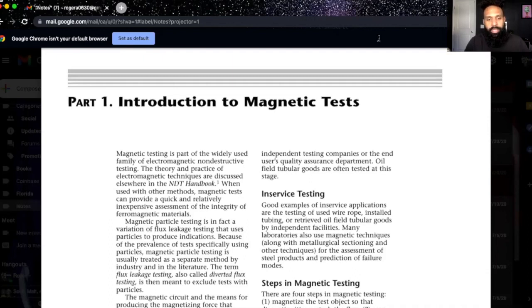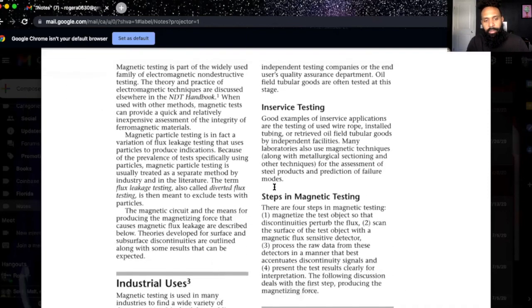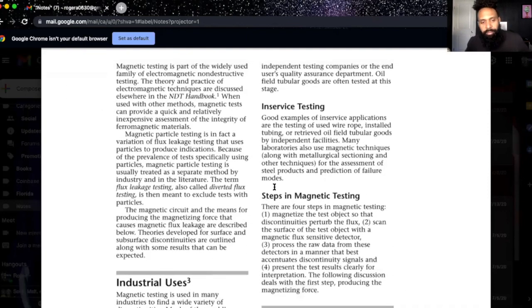Because of the prevalence of tests specifically using particles, magnetic particle testing is usually treated as a separate method by industry and in the literature. The term flux leakage testing, also called diverted flux testing, is then meant to exclude tests with particles. The magnetic circuit and the means for producing the magnetizing force that causes magnetic flux leakage are described below. Theories developed for surface and subsurface discontinuities are outlined, along with some results that can be expected.